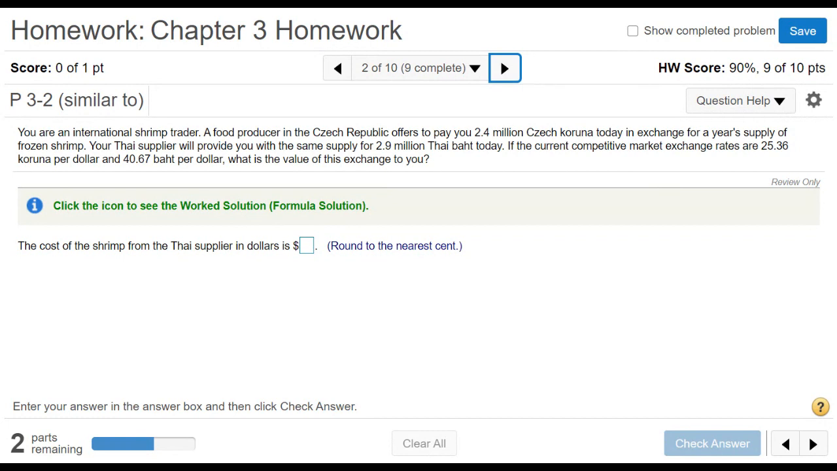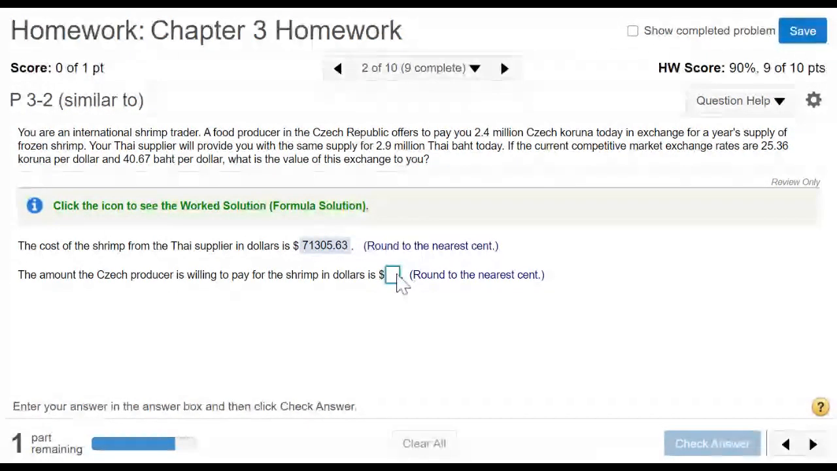You want to do this deal as soon as possible. So first thing you're going to do, you're going to convert the Thai baht into dollars. So it's currency divided by rate, for both of them, right? So let's see, the Thai is 2,900,000 divided by 40.67. How much do you get? 71,305.63, right?